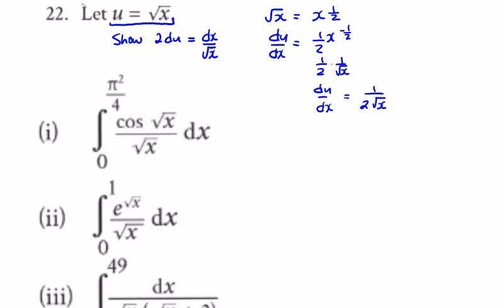We're asked to show 2 du, so we just need to cross multiply by 2 on both sides. We're going to get 2 du is equal to, multiply both sides by dx, dx over root x, which is what we're asked to show.